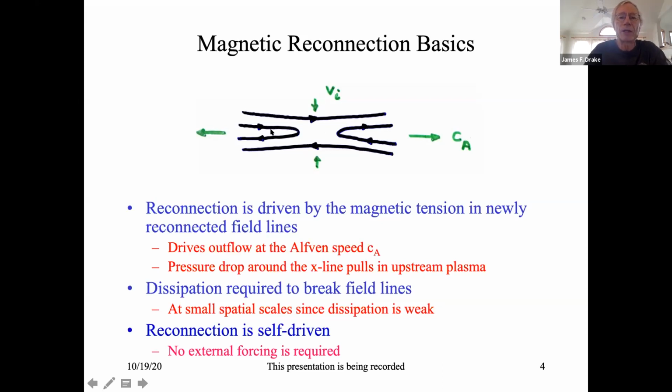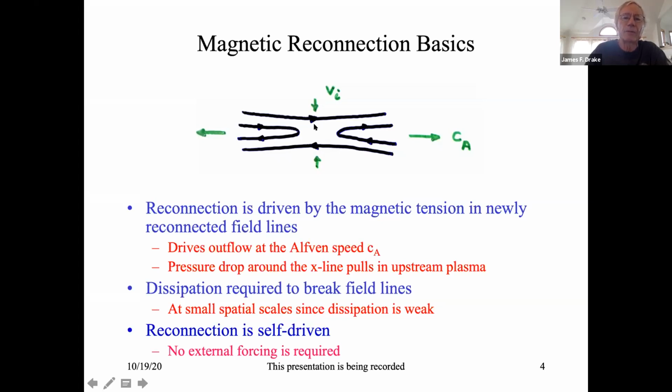And the important thing is that when you have oppositely directed flows like this, you get a pressure drop in the middle. That pressure drop pulls in plasma from above and below. And then you, by magic, again, reconnect that field line, and the whole thing then is self-driven.